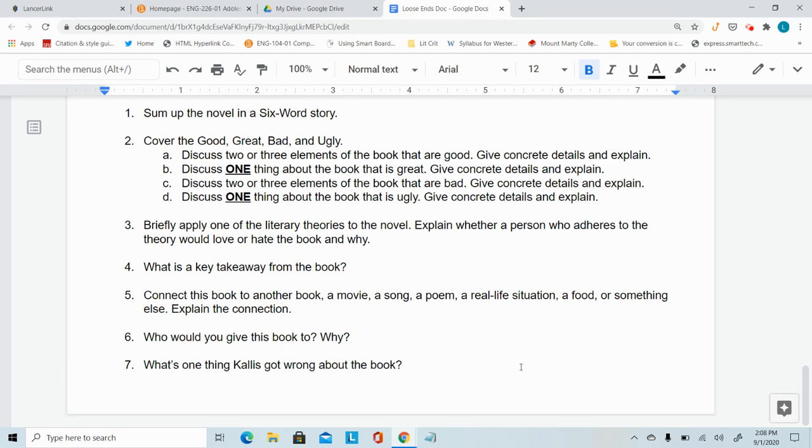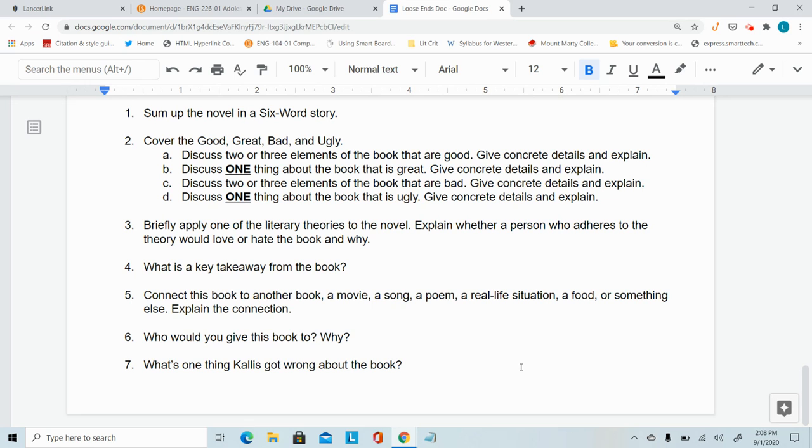If you look at it, I believe this is basically a 10-part thing. The six-word story: good, bad, great, ugly. Apply the theory. Key takeaway: make a connection. Who would you give the book to, and what's something I got wrong? Eight to twelve minutes. If you have questions, please let me know.